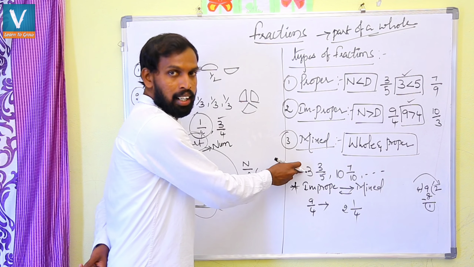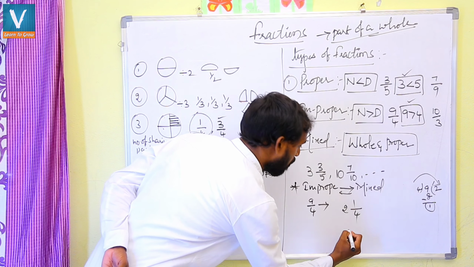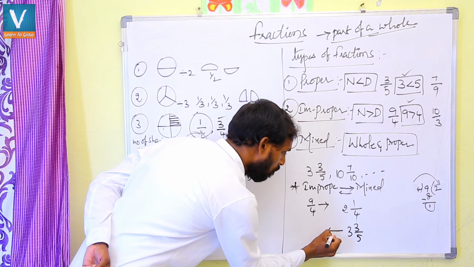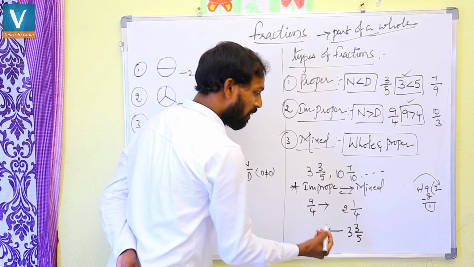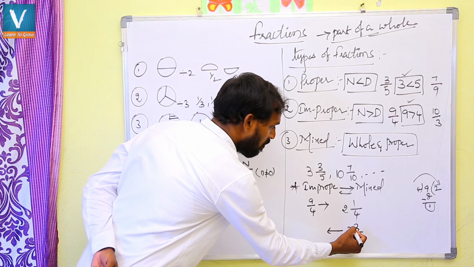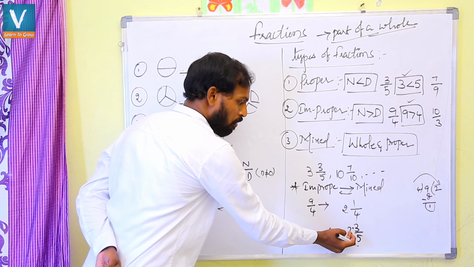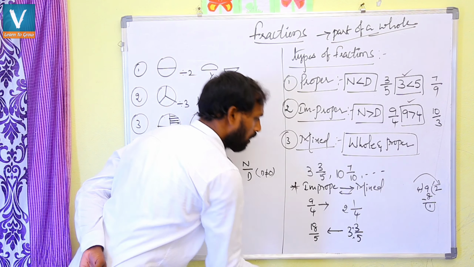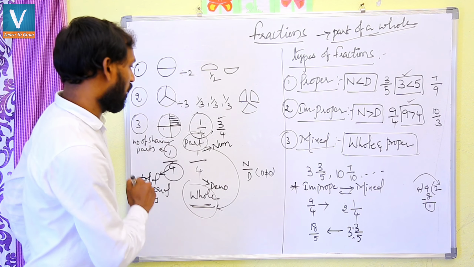Now what will we do? We'll take one mixed fraction and convert it into an improper fraction. I'm taking 3 and 3 by 5. 3 and 3 by 5 is a mixed fraction. Now we will convert this mixed fraction to an improper fraction. First we have to multiply, then we have to add. 5 3's are 15. 15 plus 3 is 18. 18 by 5. Like that we can convert mixed to improper and improper to mixed fractions.